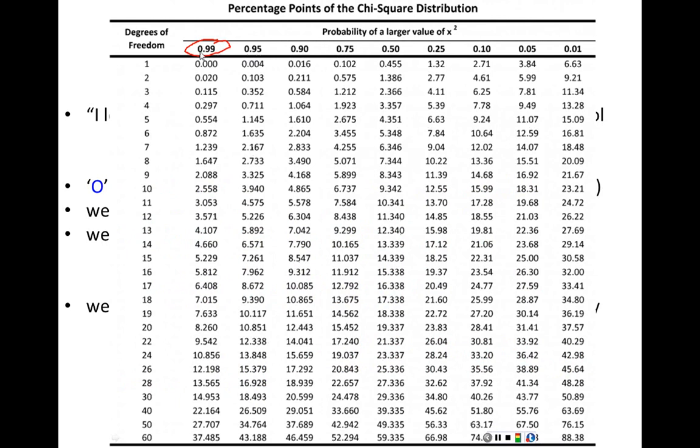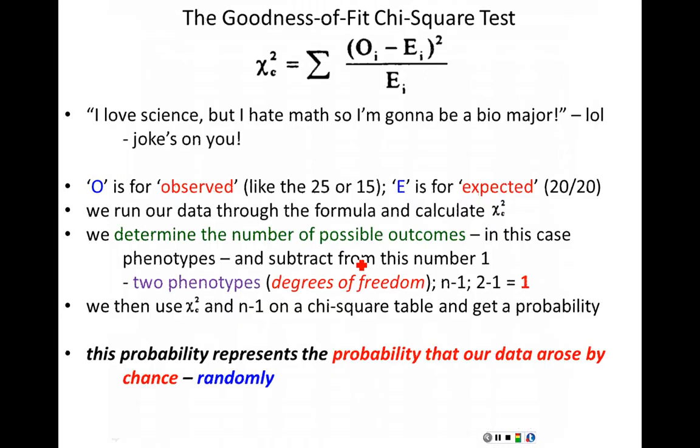A very high probability means it's extremely likely that the numbers you got were random and therefore had nothing to do with your hypothesis at all. A very low probability on this side of the table says that it's very unlikely that your data was random and arose by chance, and so very, very likely that your prediction was true. So you're looking or hoping for low goodness of fit results.